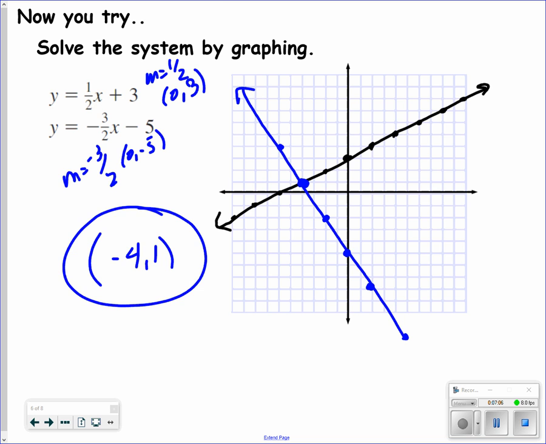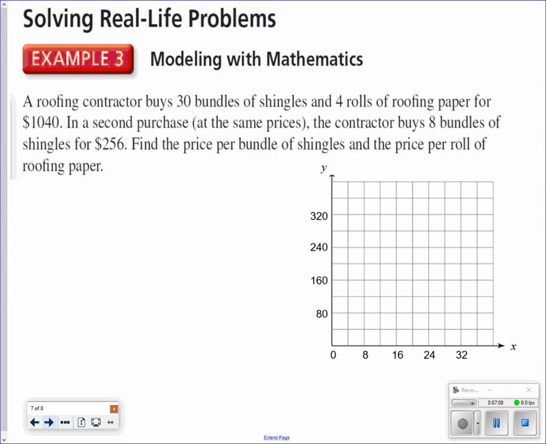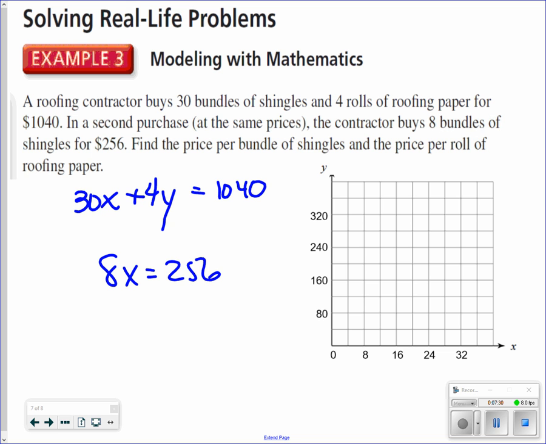So this is section 5.1 here. Real world problems can be a little bit challenging, and they don't even give me the equation, which also makes this a little bit more challenging. So 30 bundles of shingles plus 4 rolls of roofing paper, and that's going to cost me $10.40. And then the other one says 8 bundles of shingles is $2.56. Well, this they're giving me.